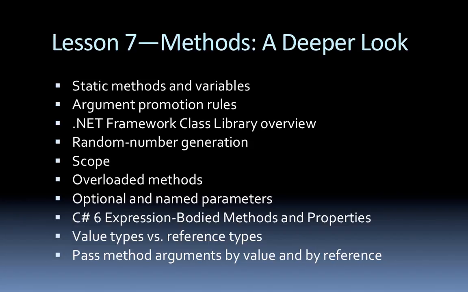We'll take a quick diversion into random number generation, which can be used not only for simulation techniques but also to help you implement game programs. We'll discuss the scope of identifiers in a program in C#.